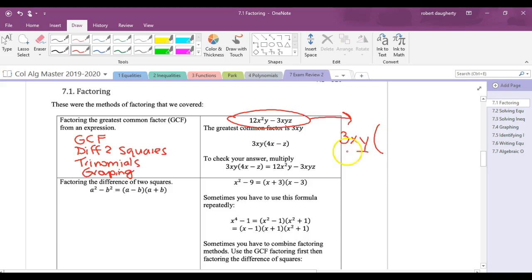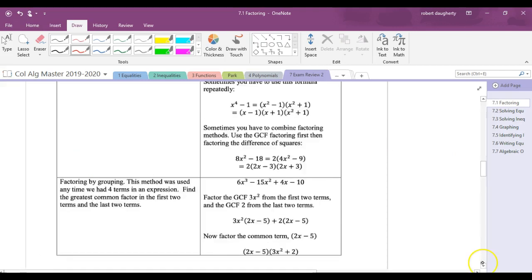What do I multiply 3xy by to get 12x squared y? So what do I multiply 3 by to get 12? That is a 4. What do I multiply x by to get x squared? That is an x. What do I multiply y by to get a y? That's a 1. Minus. What do you multiply 3 by to get a 3? That's 1. x by to get an x, that's 1. y to get a y, that's 1. And then you have a z that is left by itself. So the answer is 3xy times 4x minus z.